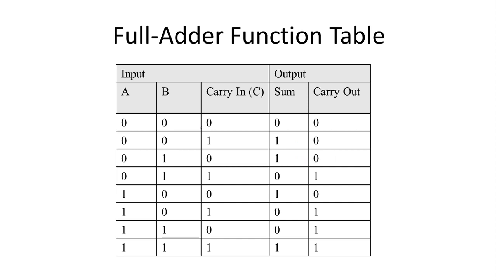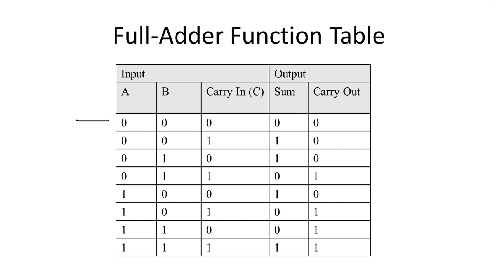So here is the function table of a full adder. There are three inputs, A, B and carry in, and two outputs just like a half adder, sum and carry out. For three inputs, there are 8 possible combinations from 000 to 111. So let's see how this table is populated.